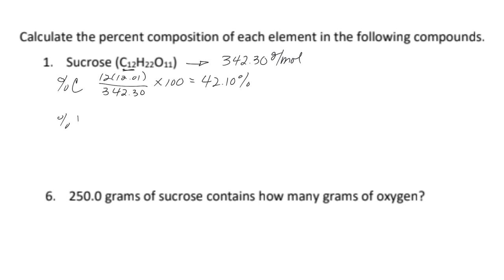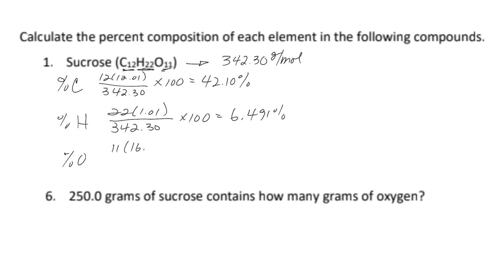To get my percent of the hydrogen, I take the mass of the hydrogen and put that on top. So it's 22 times 1.01 over the total molar mass, 342.30, multiplied by 100, and I get 6.491%. And then to get the mass of the oxygen, it's going to be 11 times 16 divided by the total, 342.30, multiplied by 100, and I get 51.42. And then check your work and make sure they add up to 100, which these do.